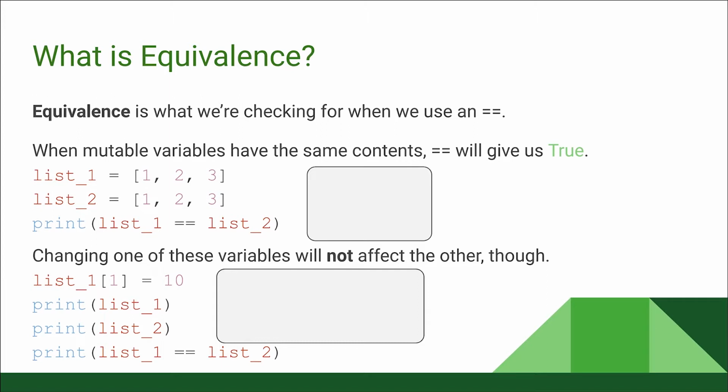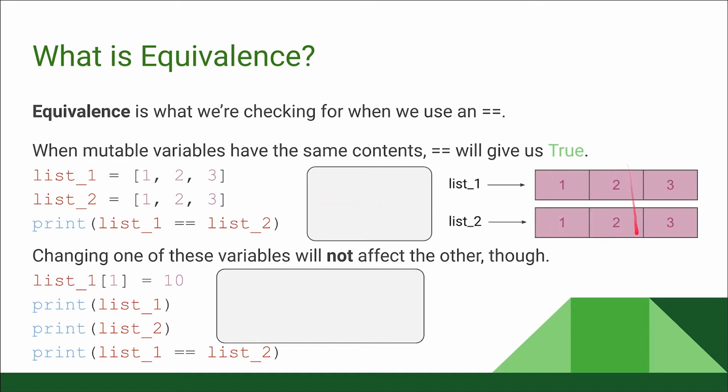When mutable variables, like a list or a dictionary, have the exact same contents, double equals is going to give us true. It's the same for any other type of variable as well, but I just thought I'd point it out specifically for mutable variables because that's a lot of what we've been learning about so far. So if I have list1 equals [1, 2, 3], I have my list. list2 is the list [1, 2, 3]. Those two lists store the exact same thing. So if I print list1 == list2, I will get true, because those two lists are equivalent.